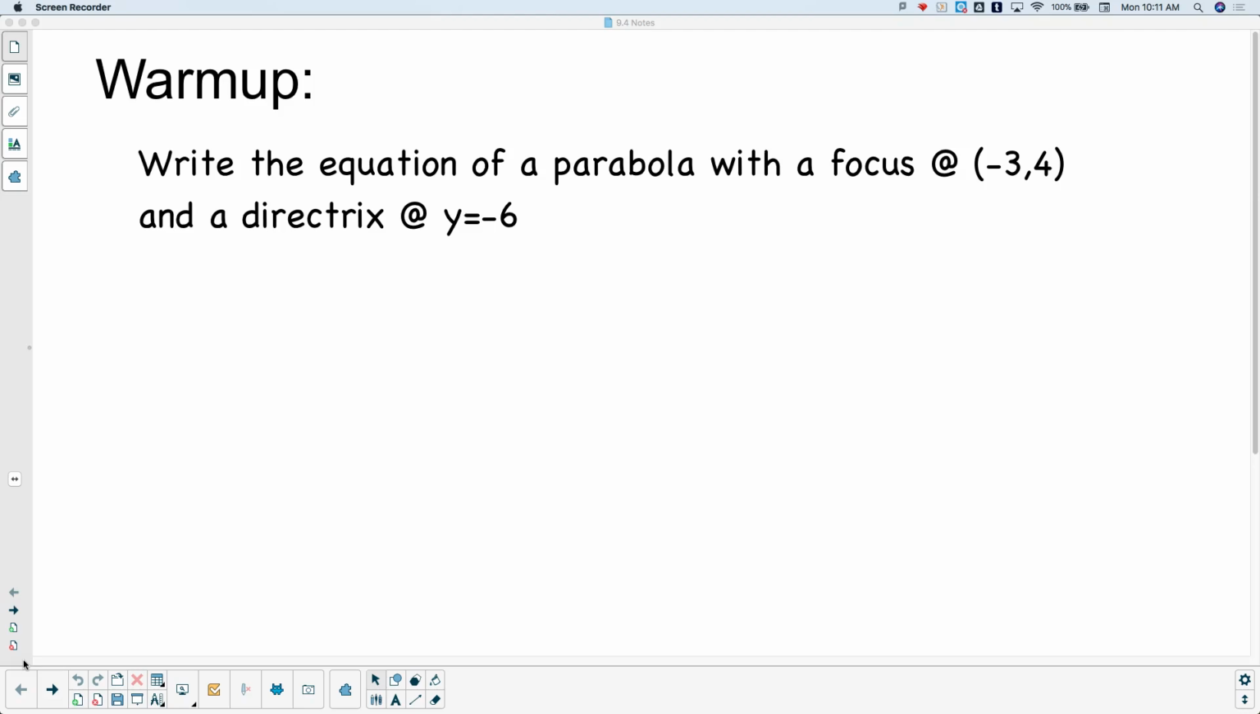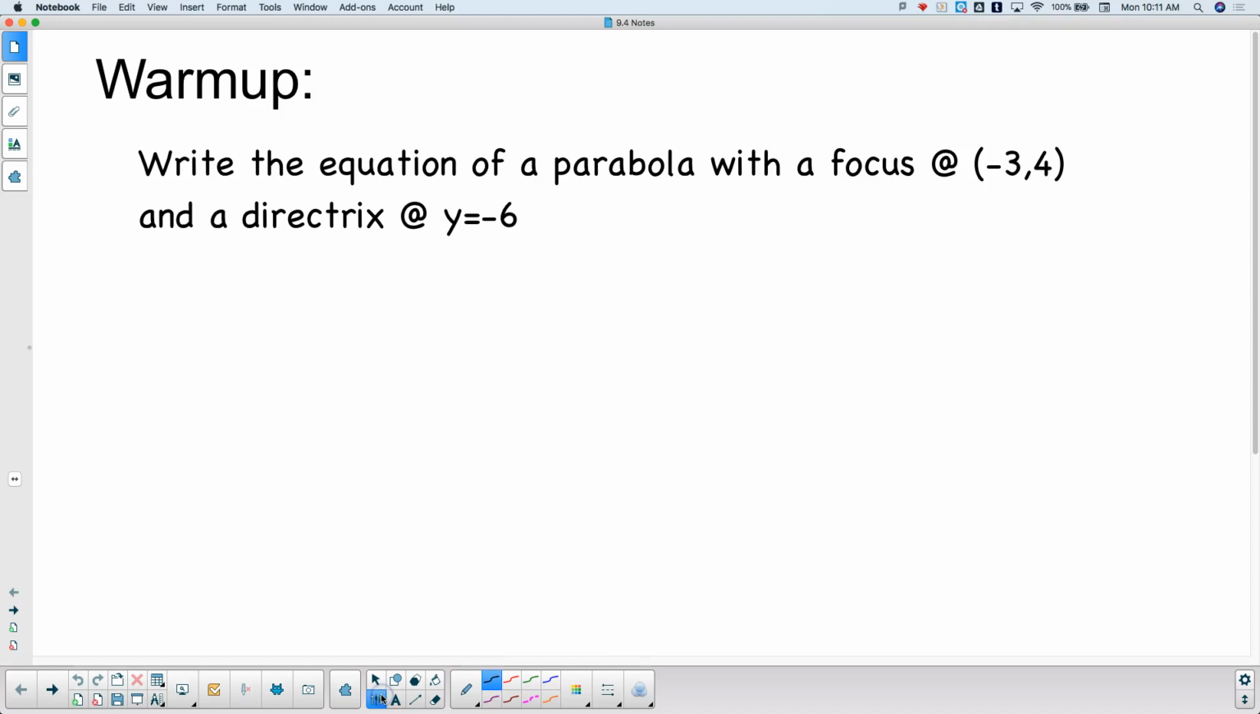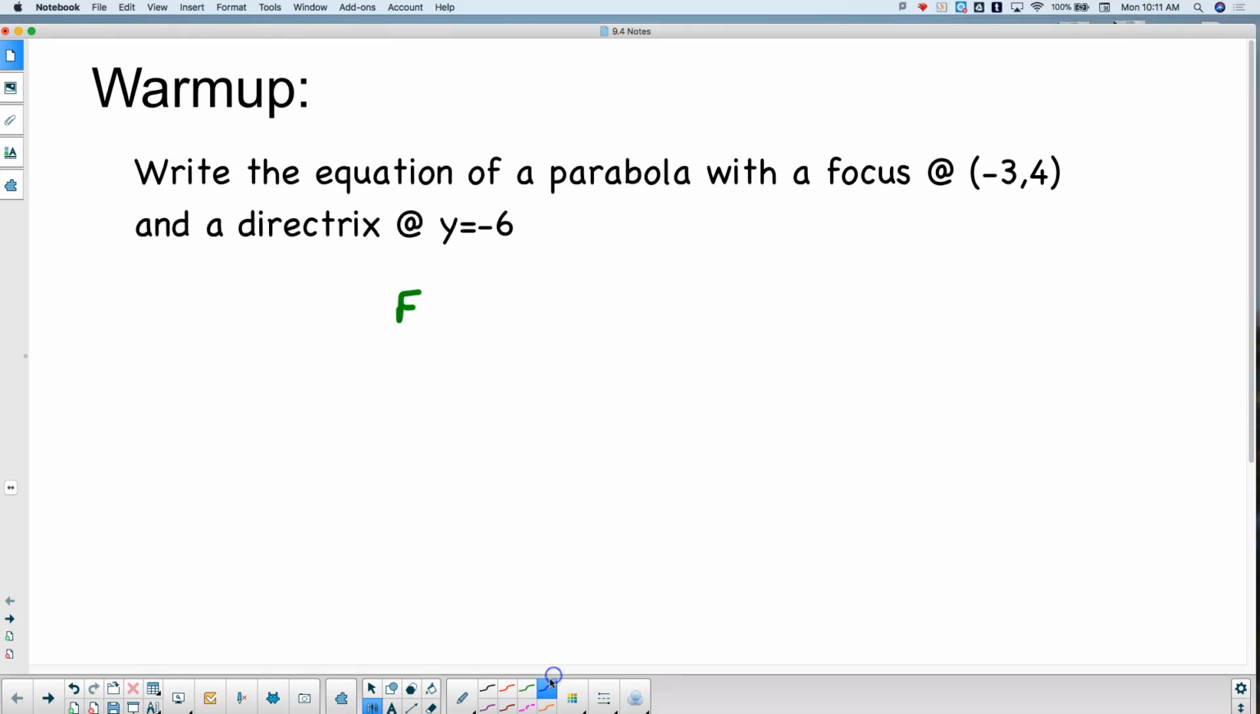Alright? So I've got a focus at -3, 4, and then I've got a directrix at y equals -6. That to me says that there is a distance between those two of 10. 4 above and 6 below makes a distance of 10.